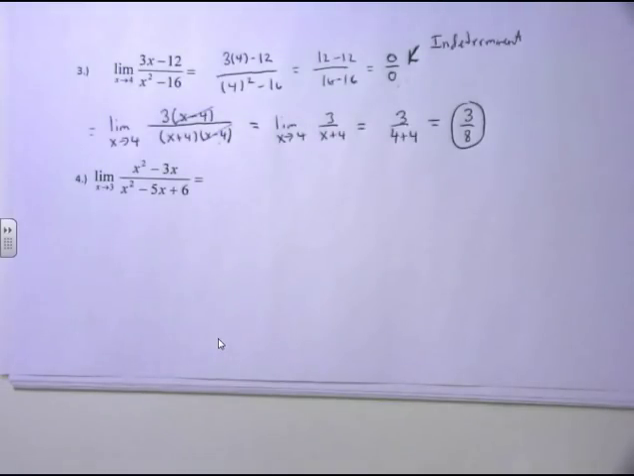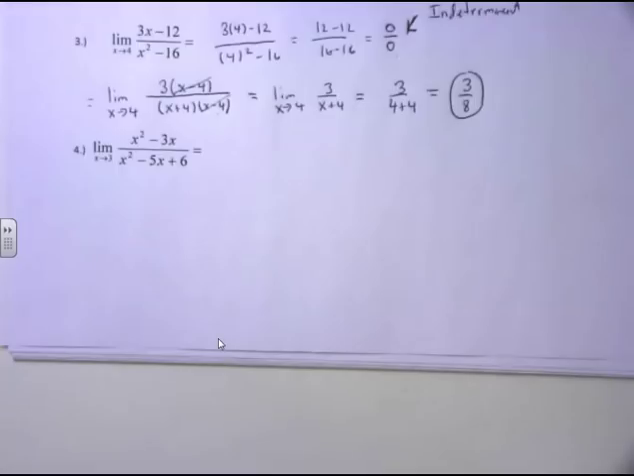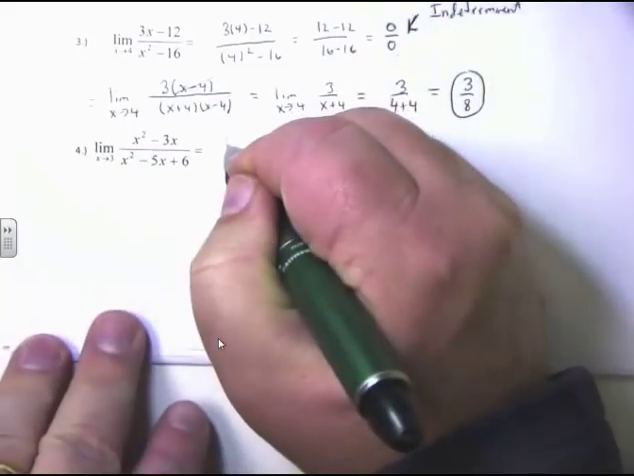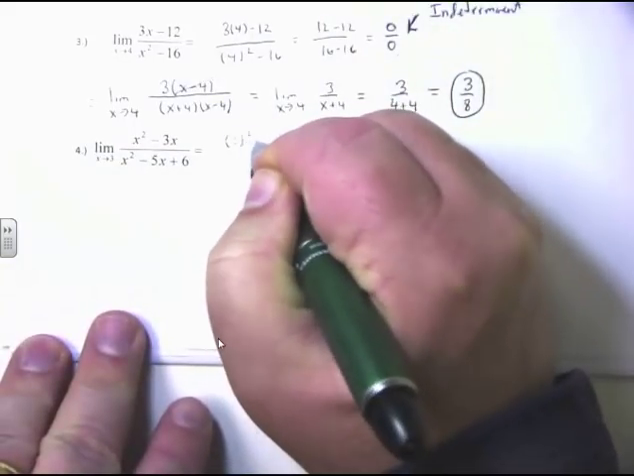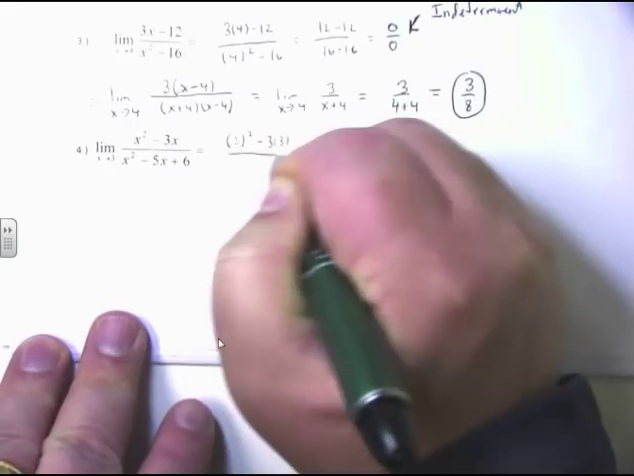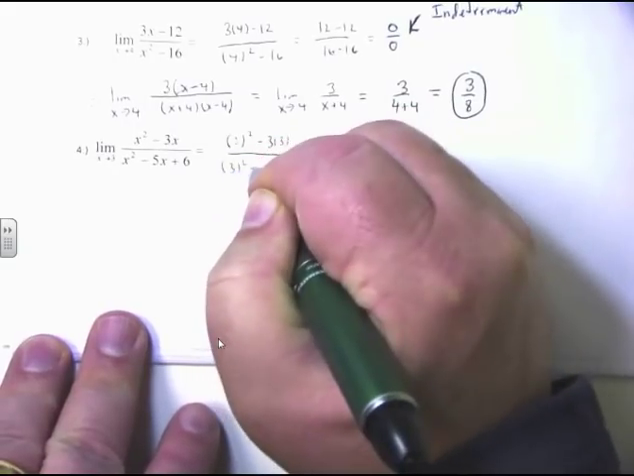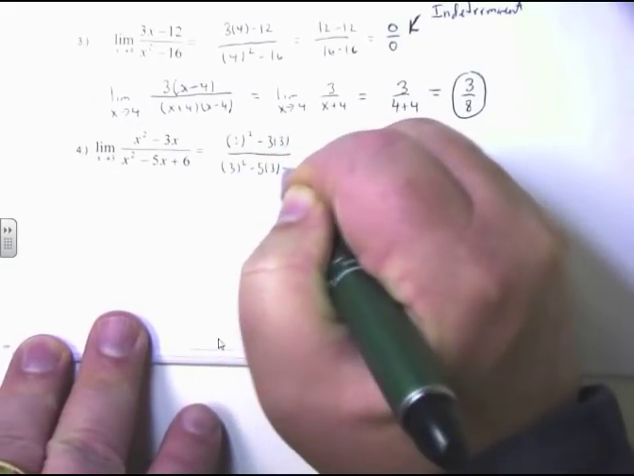So here we go. Try this next example. Take the limit as x approaches 3 of x squared minus 3x divided by x squared minus 5x plus 6. First rule of limits, plug in a number. Let's see what we get. This will be 3 squared minus 3 times 3 divided by 3 squared minus 5 times 3 plus 6.